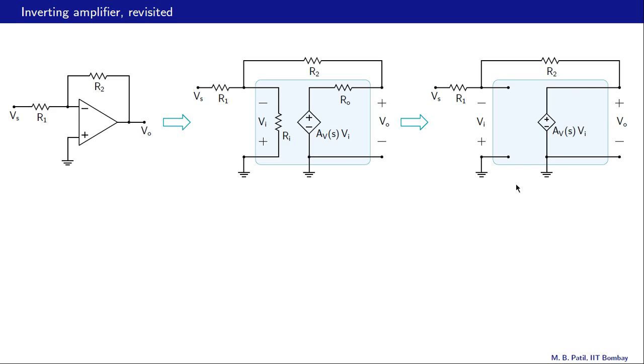And now what we want to do is to get Vo by Vs as a function of frequency, and that frequency dependence of course will come from the frequency dependence of Av of the op amp, which is shown over here as Av of S.